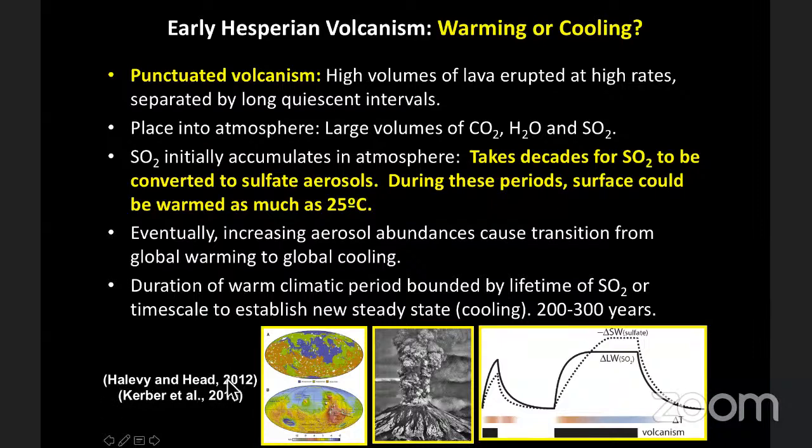Itai Halevi and I took a look at this in 2012 and suggested that maybe we could get temperatures in the equatorial regions for a couple hundred years that might permit rainfall, et cetera. One of my ex-students, Laura Kerber, and colleagues looked at the characteristics of the SO2 cooling in a really nice paper and showed that it probably isn't the case, okay? So this is the debate we always have. And I would say I agree with Laura's assessment. It's probably not a major effect, but it might be a local effect, and we're working on that now.